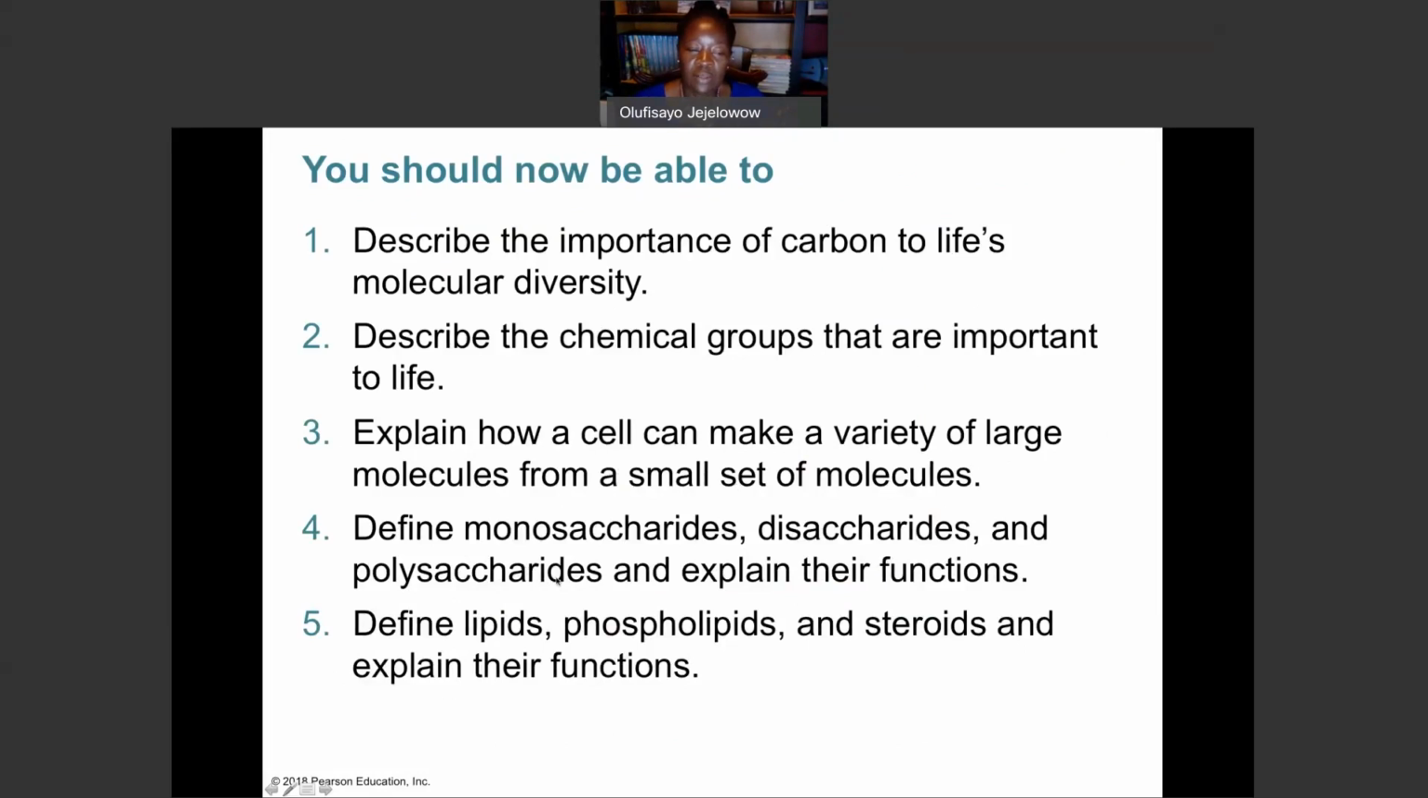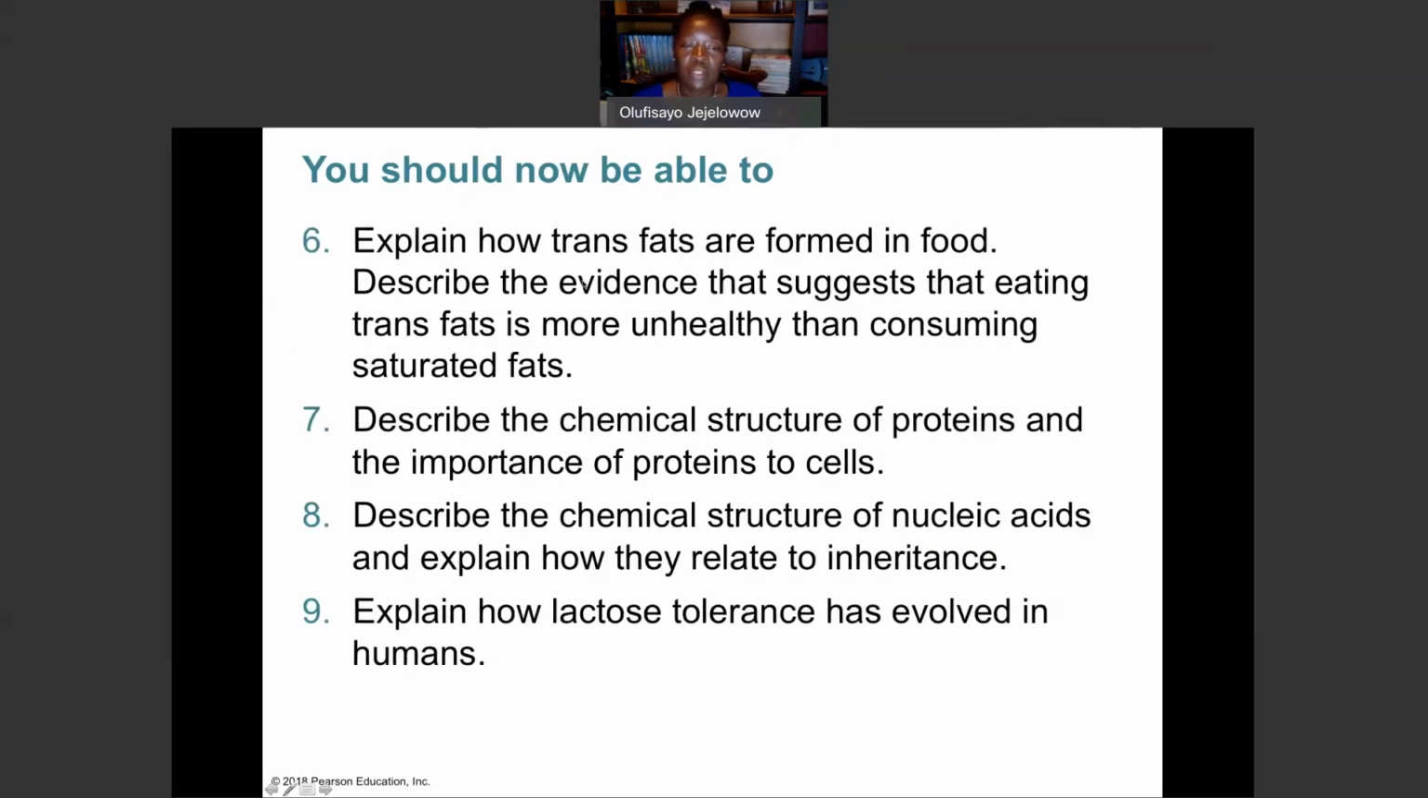Define monosaccharides, disaccharides, and polysaccharides, and explain their functions. Define lipids, phospholipids, and steroids, and explain their functions. Explain how trans fats are formed in food. Describe the evidence that suggests that eating trans fats is more unhealthy than consuming saturated fats. Describe the chemical structure of proteins and the importance of protein to cells.